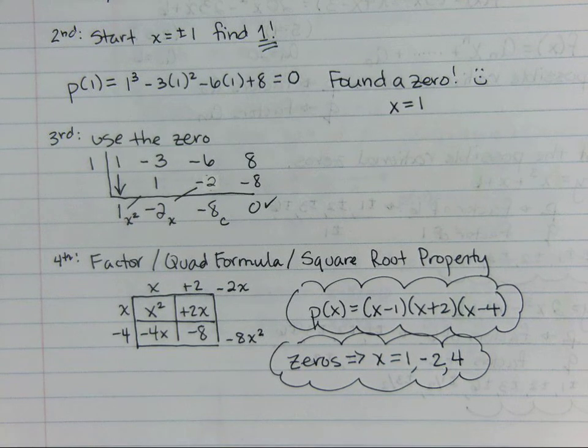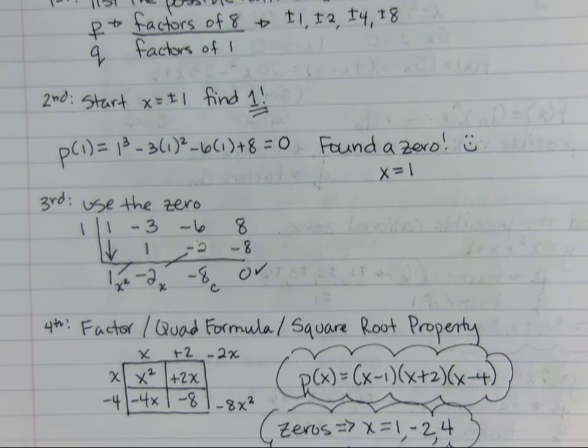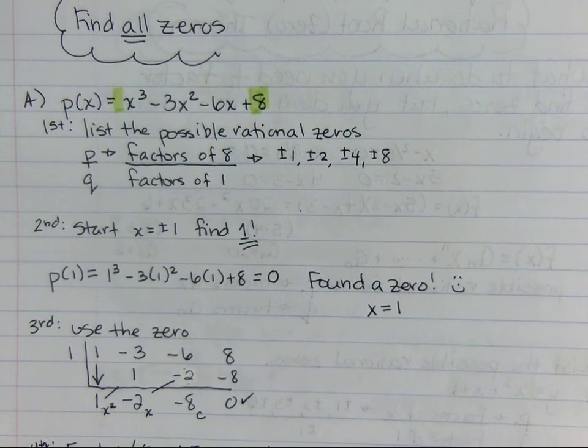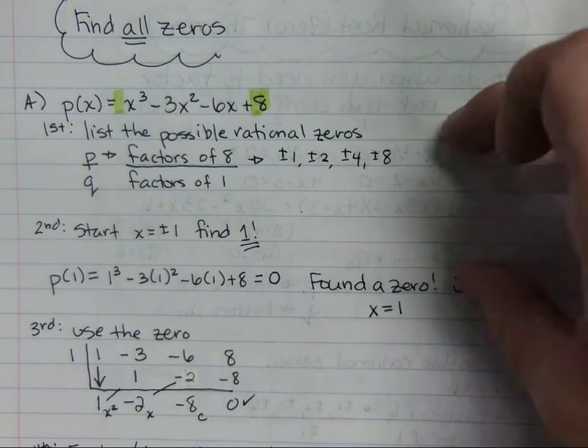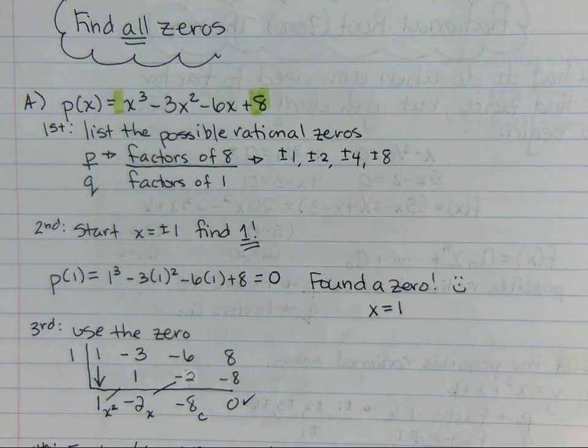So steps 3 and 4 are exactly what you've done before. There's no difference between how we started in 7.2 and these 2 steps. The only difference now is that you have to go all the way up here, and now you have to figure out how you're going to start this. So you have to find your zeros.